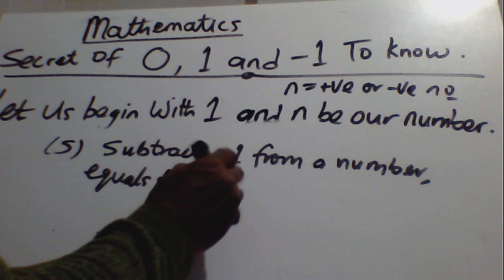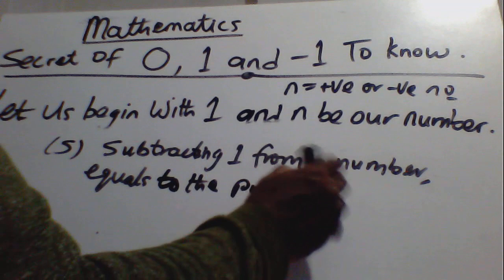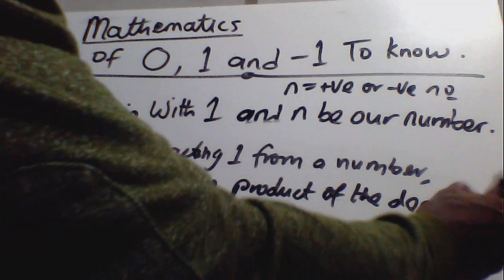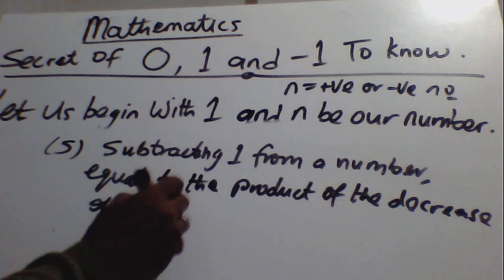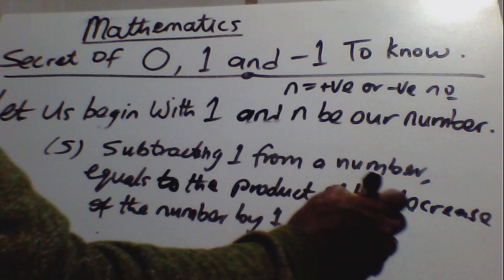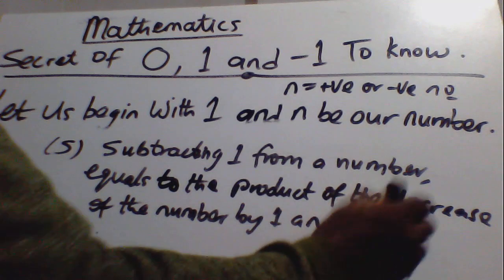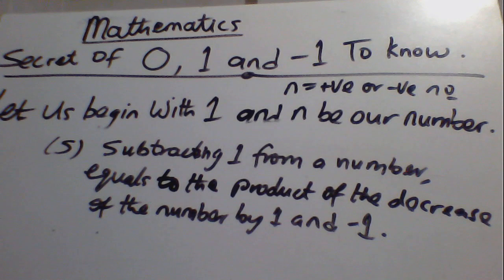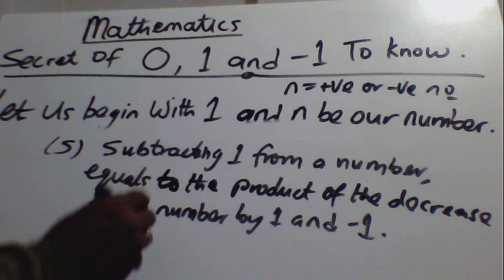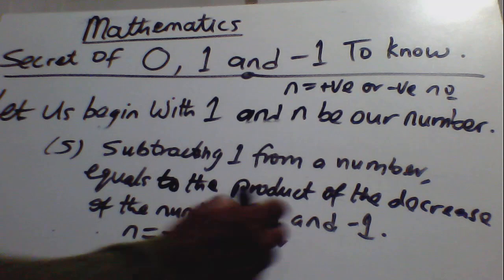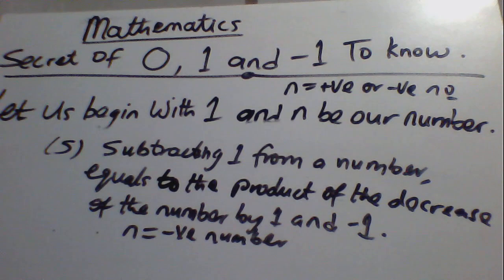is equal to the product of the decrease of the number by 1 and the what? Minus 1. So this is for when n is a negative number. If n is a negative number, this statement is correct.